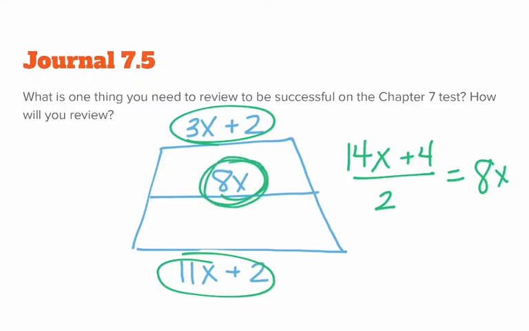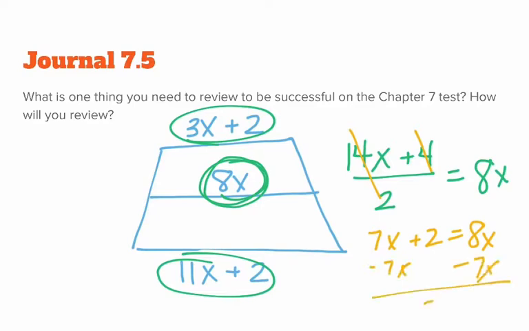Now solving that, you could do it 2 ways. You can multiply both sides by 2 if you wanted to. I'm just going to go ahead and divide or simplify that left fraction. So 14x divided by 2 would be 7x. 4 divided by 2 is 2. So I have 7x plus 2 equals 8x. Subtract 7x from both sides to get those x's together. 2 is equal to 1x, or just x. So the value of x I got was 2.